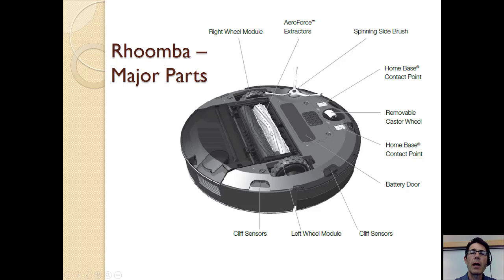And then there's the main vacuum system that's pulling the dirt up into the dust bag. Then there are wheels to control the motion.